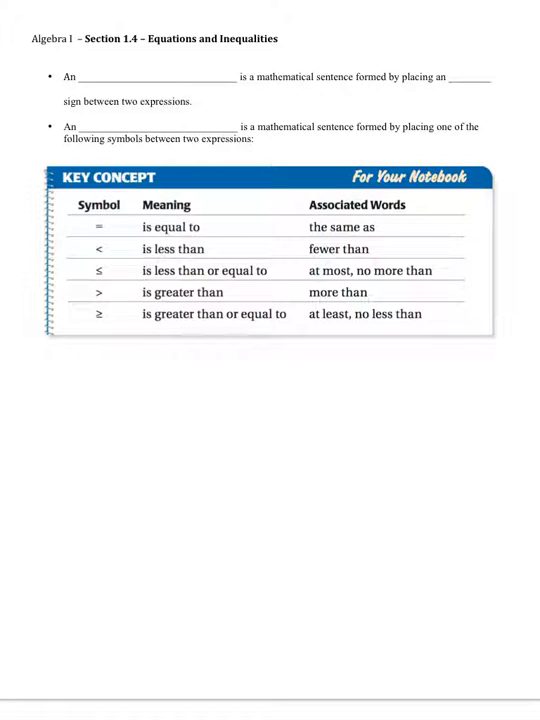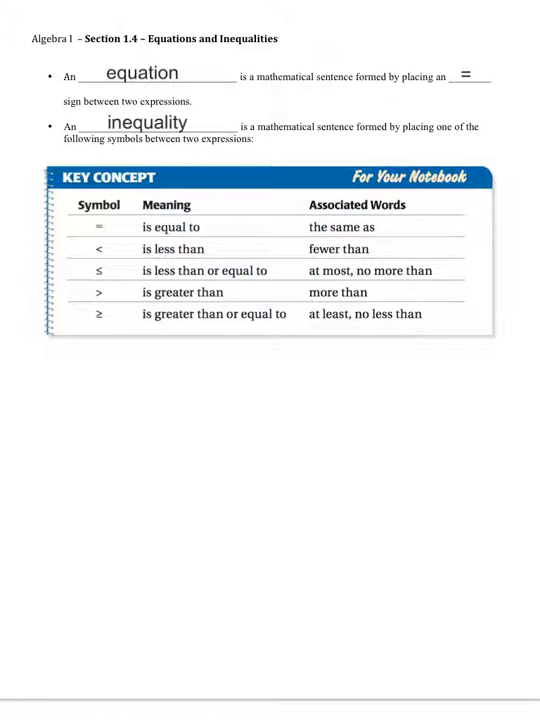Section 1.4, Equations and Inequalities. Let's start off with some terminology. An equation is a mathematical sentence formed by placing an equal sign between two expressions. An inequality is a mathematical sentence formed by placing one of the following symbols in between two expressions.